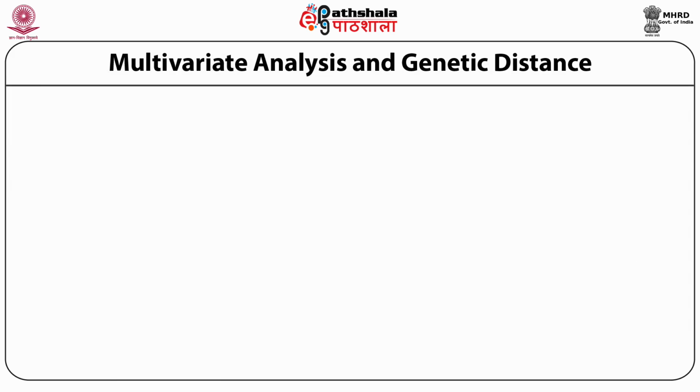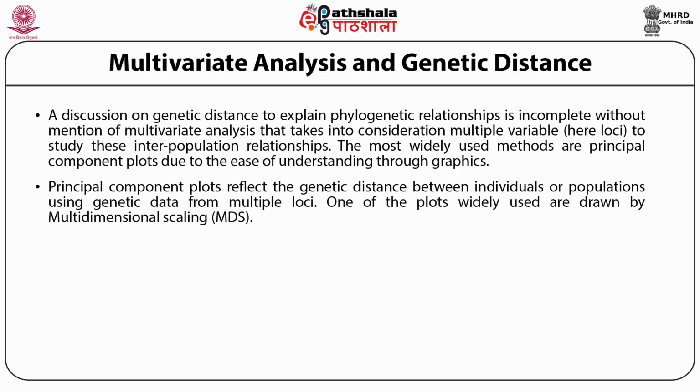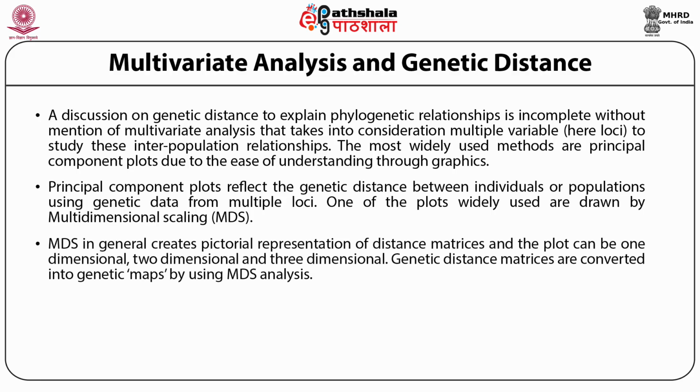Multivariate analysis and genetic distance. A discussion on genetic distance to explain phylogenetic relationship is incomplete without mention of multivariate analysis that takes into consideration multiple variables to study these interpopulation relationships. The most widely used method are principal component plots due to the ease of understanding through graphics. The principal component plots reflect the genetic distance between individual or population using genetics data from multiple loci. One of the plots widely used are drawn by multidimensional scaling, that is MDS. MDS in general creates pictorial representation of distance matrix, and the plot can be one-dimensional, two-dimensional, and three-dimensional.